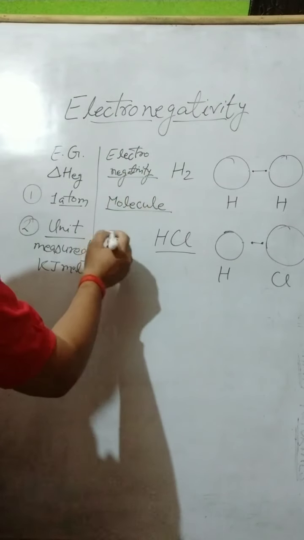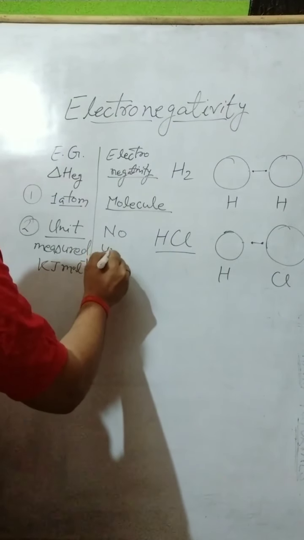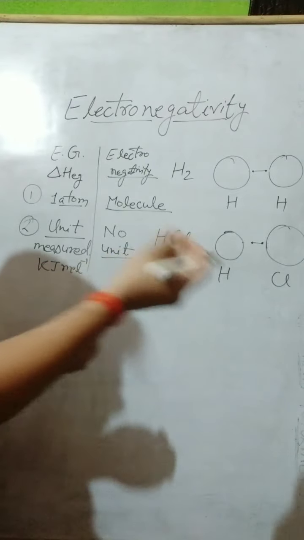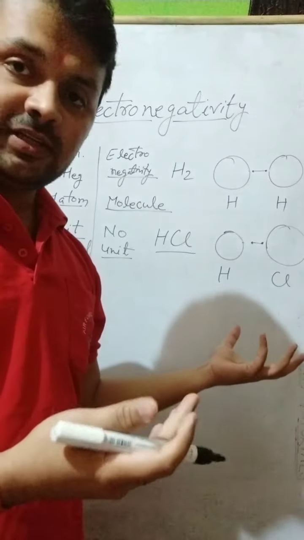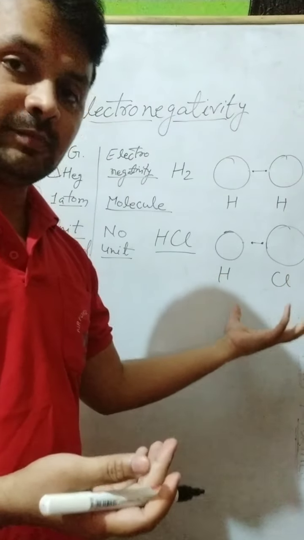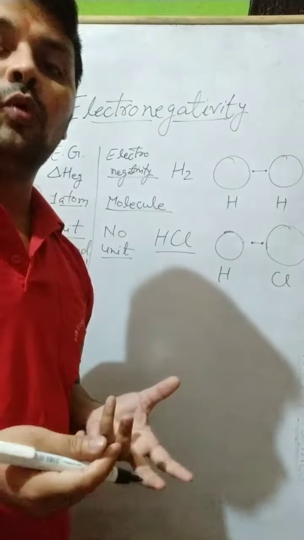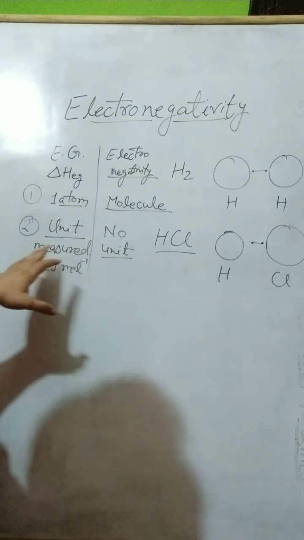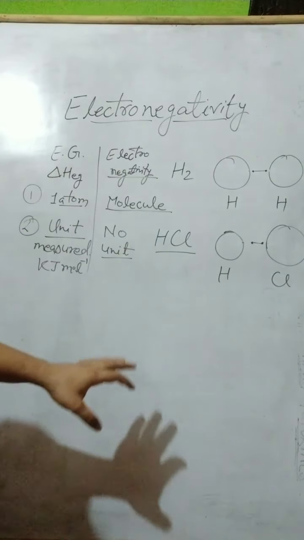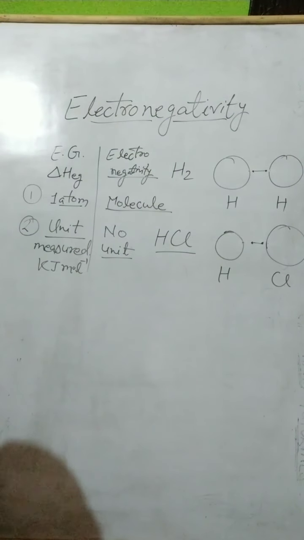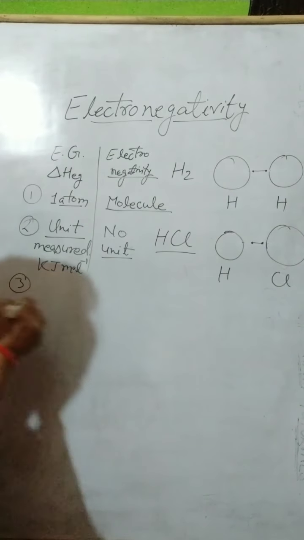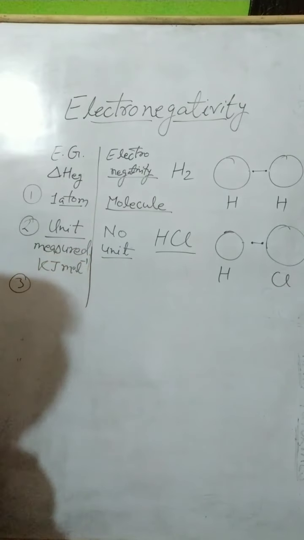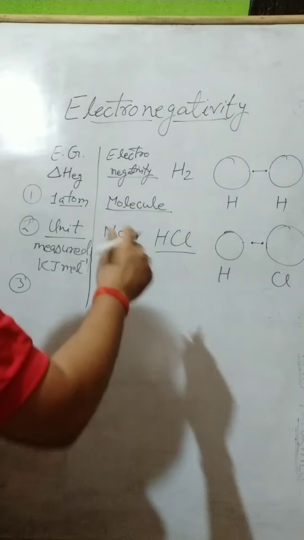Whereas electronegativity has no units, because it is just a tendency to attract the electron. There is no energy change, no chemical reaction taking place, only more attraction of the electron. So there is no unit of electronegativity. The third point to make a difference: what can it be?